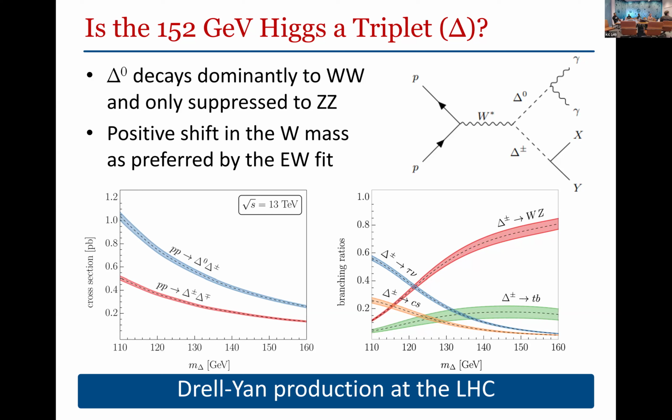Now, a triplet Higgs contains a charged component. While for the standard model Higgs, the charged component is the Goldstone mode, if you add the triplet, you get in addition a charged component. So what can happen here is, if it were a triplet, you would have the neutral component. This decays to two photons, but it is produced via a W boson together with a charged Higgs. And then for this charged Higgs, we know the branching ratios, how it decays, depending on its mass. For around 152 GeV, we see it mostly decays to WZ, a little bit to top bottom, and a bit to tau nu.